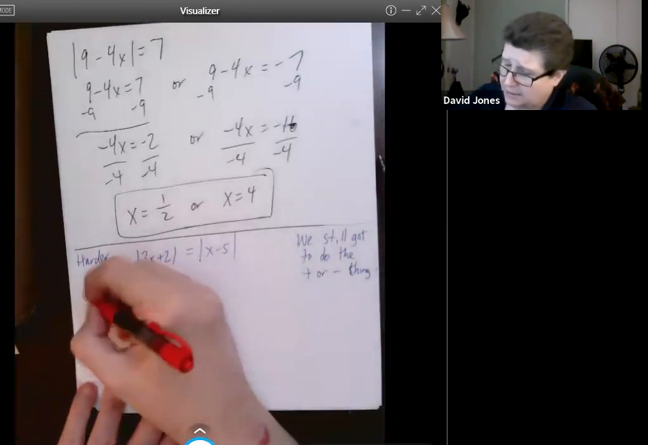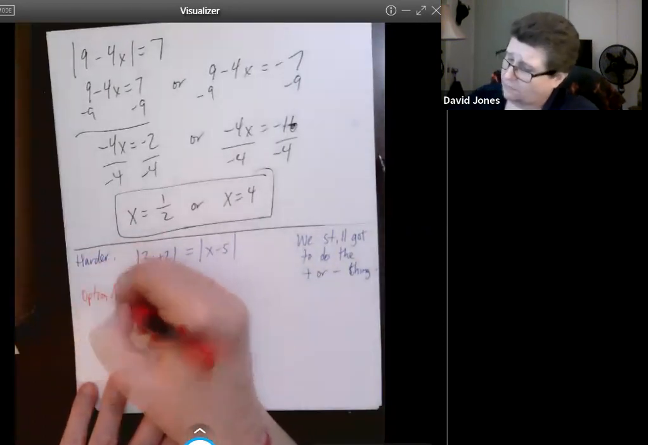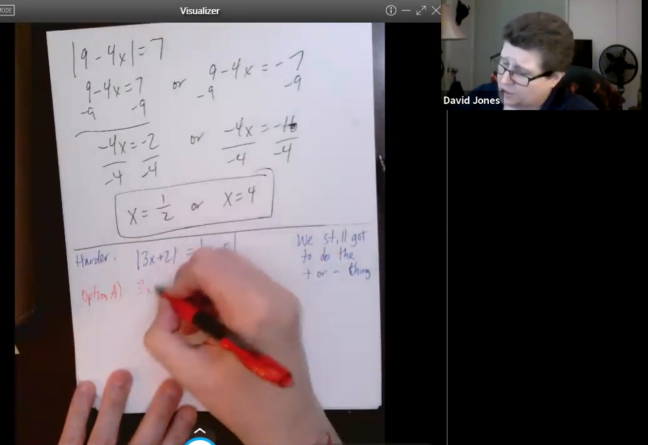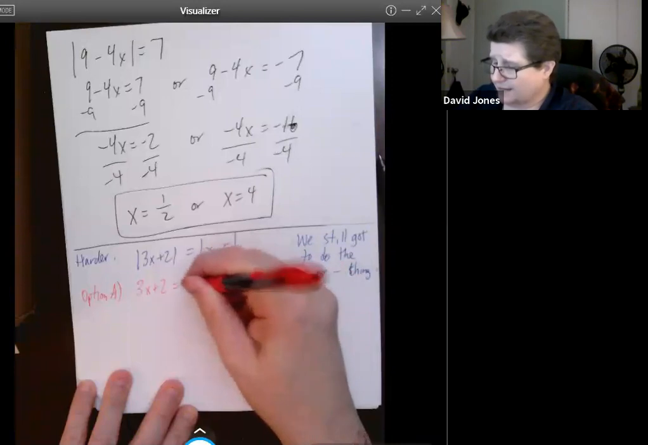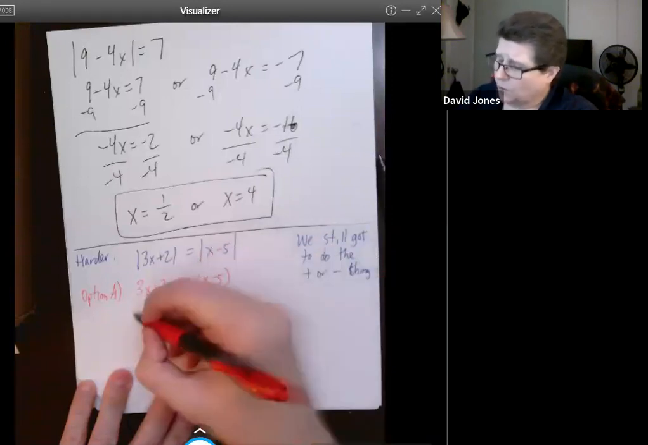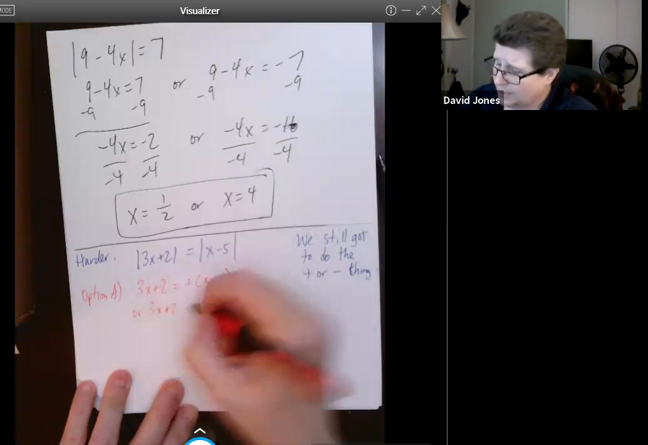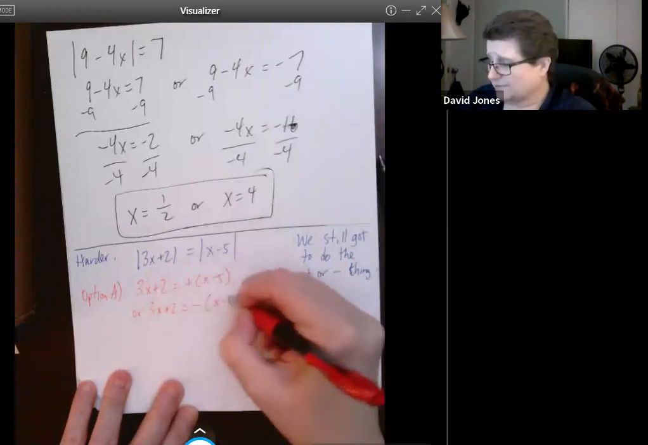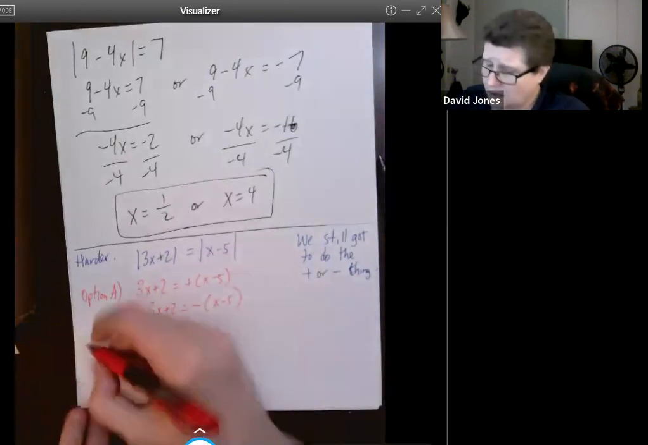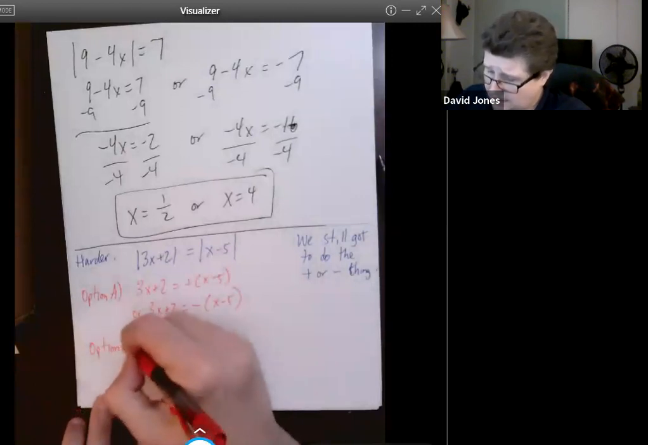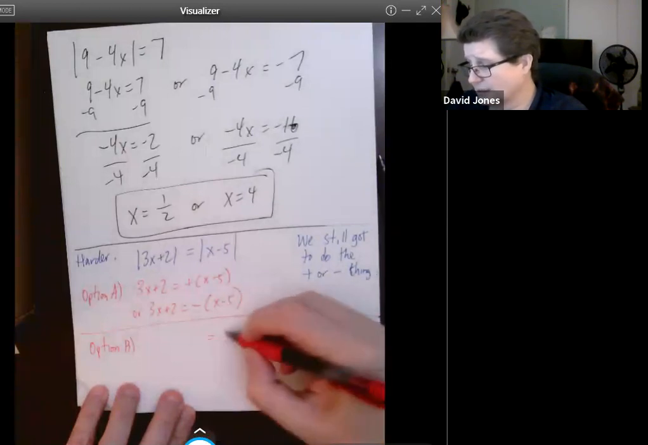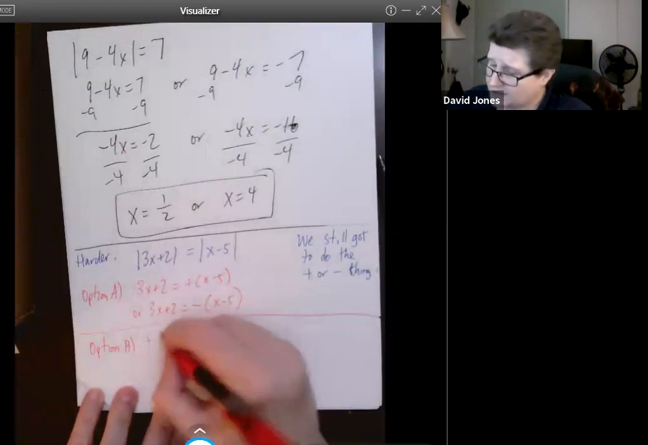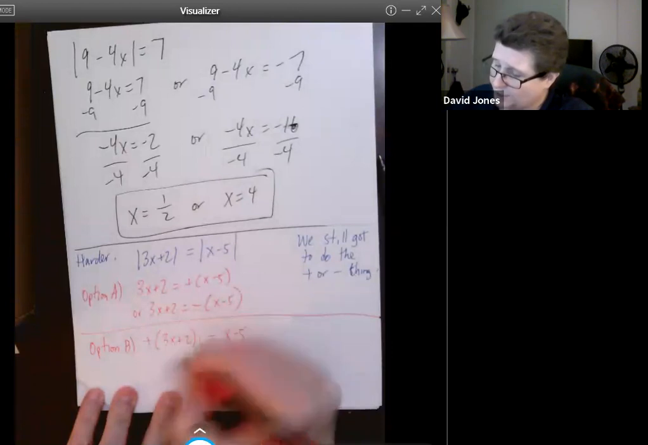Option A: 3x plus 2 equals positive x minus 5, or 3x plus 2 equals negative x minus 5. Option B: we could leave the right side positive and make the left side either positive 3x plus 2 or negative 3x plus 2.